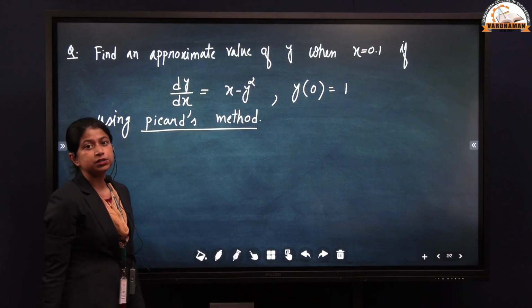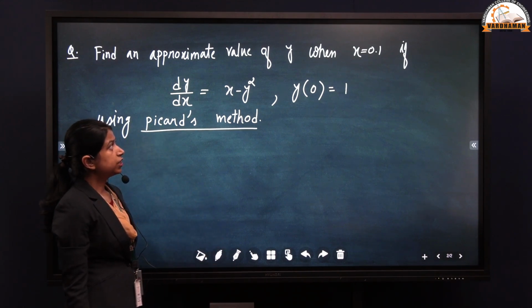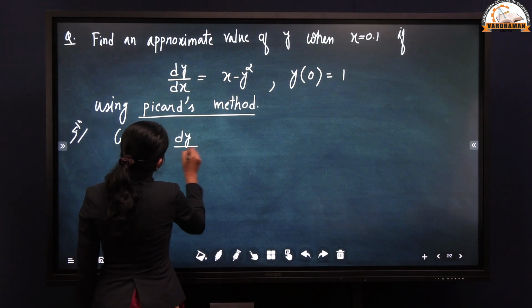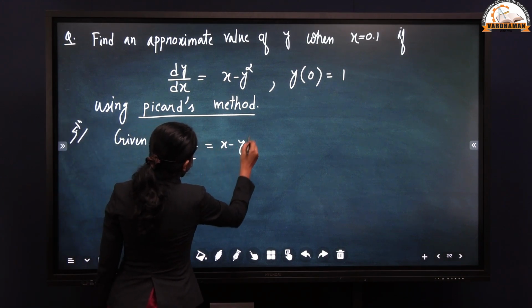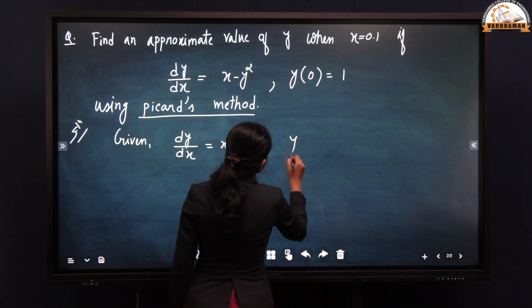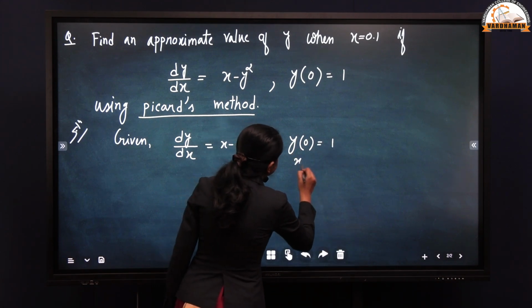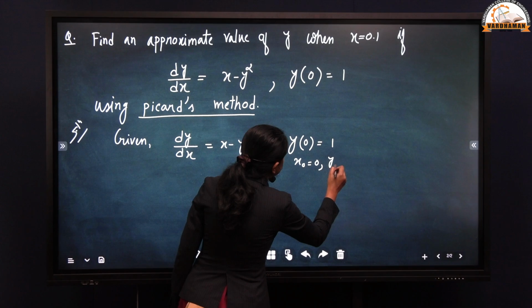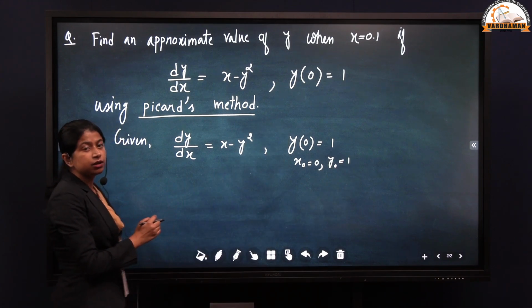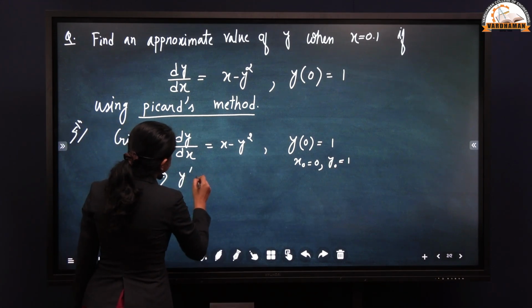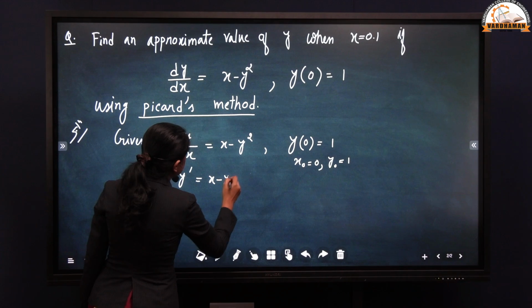Here the number of approximations is not mentioned. So let us see how we can solve this. Given dy by dx is equal to x minus y square and the initial condition is y at 0 is equal to 1, which means x naught is 0, y naught is 1. This equation you can write as y dash is equal to x minus y square.